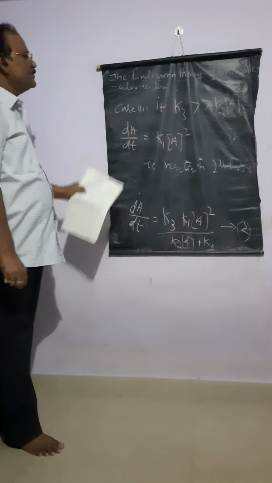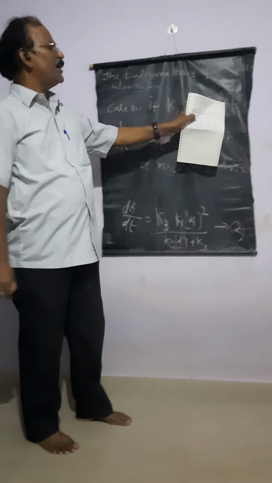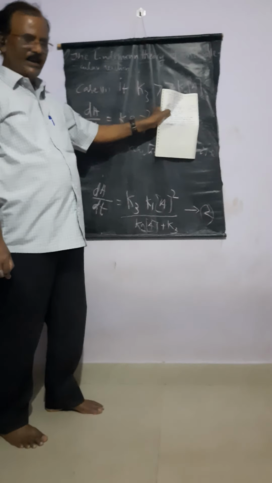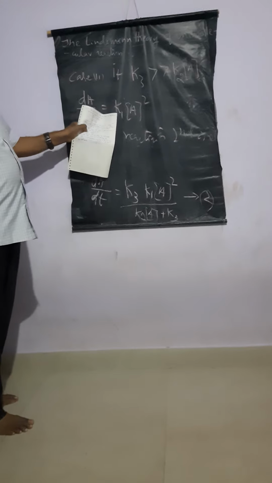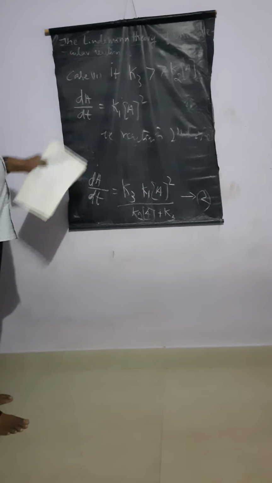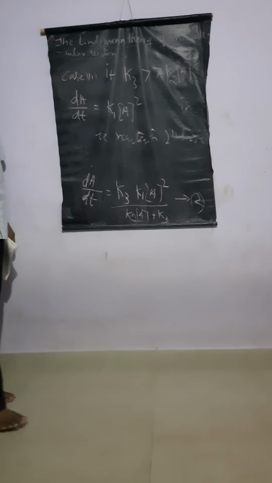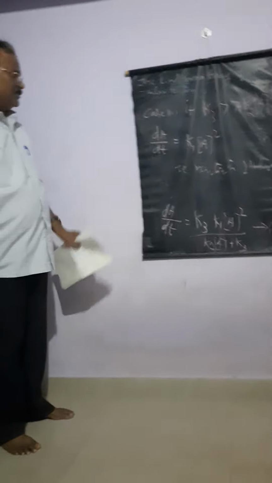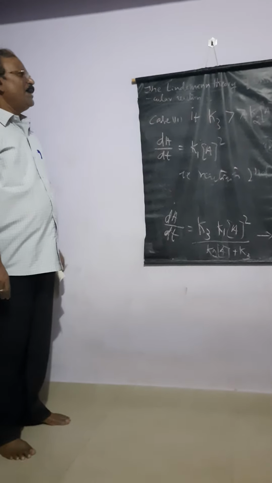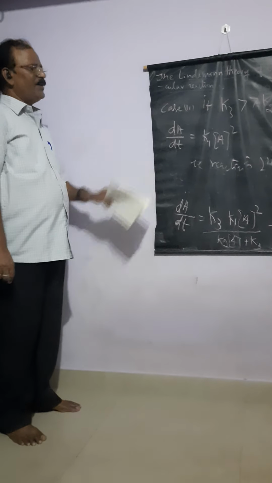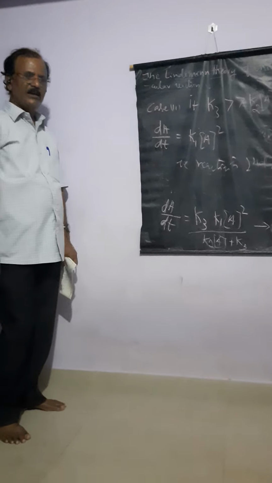In the second case, if K3 is very greater than K2A, that is at very low concentration of reactant A, the expression becomes dA/dt is equal to K1 into A square. By seeing this expression, you can say it is a second order reaction. So this is all about the Lindemann theory of unimolecular reaction, and this is also very important from the point of view of examination.